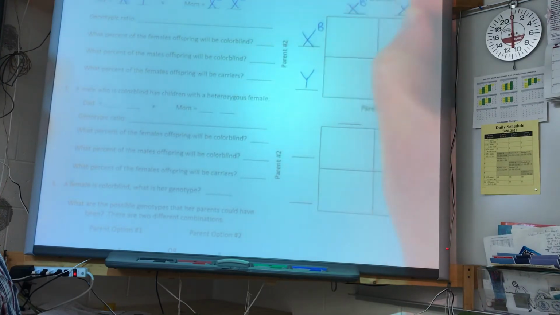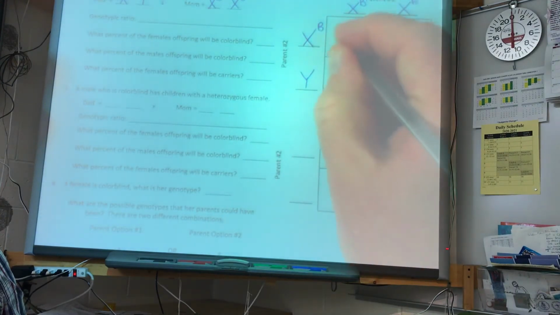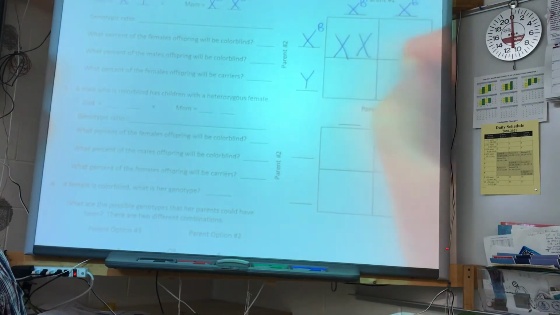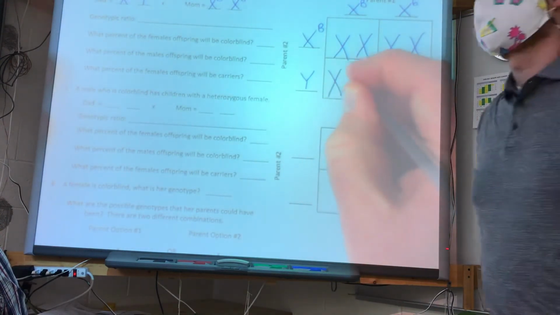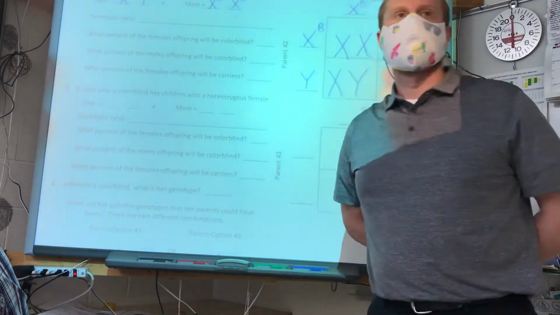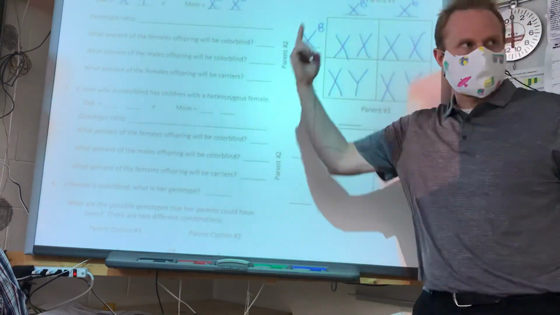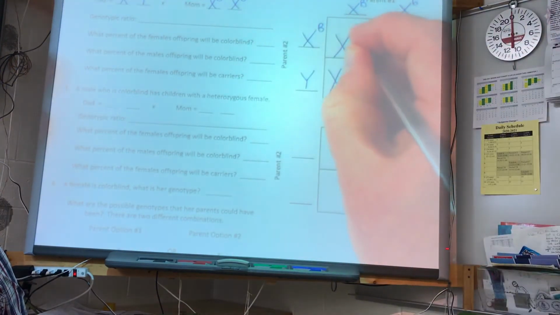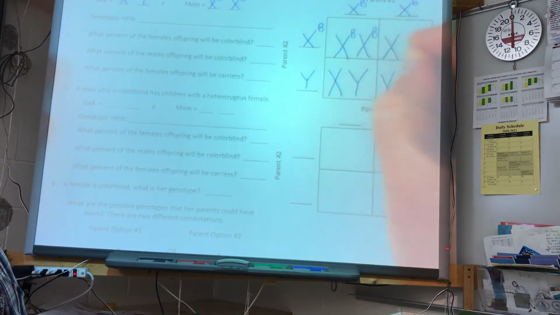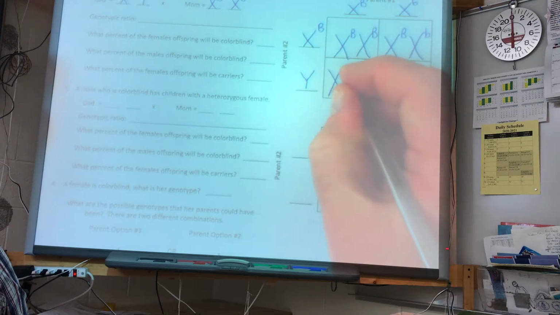What's another word for heterozygous? Female? What is it? Oh, carrier. It says it up in the introduction that she would also be considered a carrier. So instead of saying she is a heterozygous female, we could have said she's a carrier for colorblind.